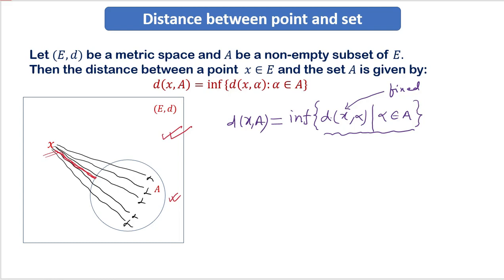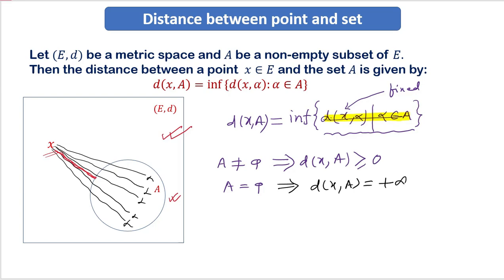Now it is very clear that if A is non-empty, it simply implies that d(x, A) is always going to be greater than or equal to 0. But think about the empty set. Now if the set is empty, then this set of distances is going to be empty, and therefore you are taking the infimum of an empty set, and you know that the infimum of an empty set is plus infinity, and therefore I can write that d(x, A) is equal to plus infinity, and it is true both ways. So we can write A is equal to phi implies and is implied by d(x, A) is equal to plus infinity.